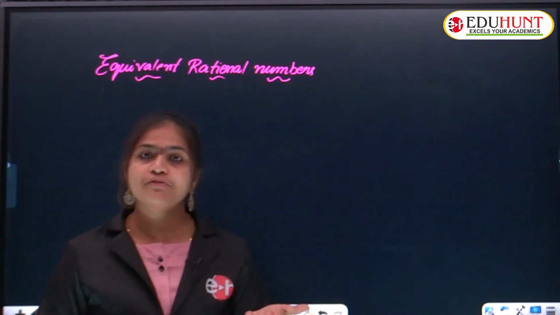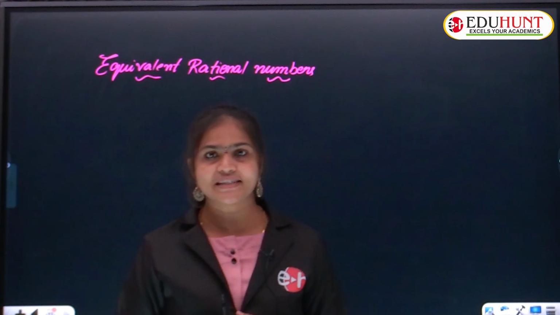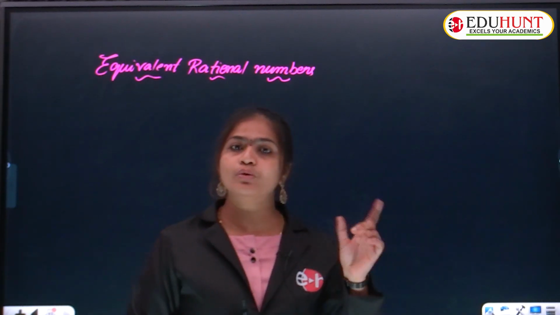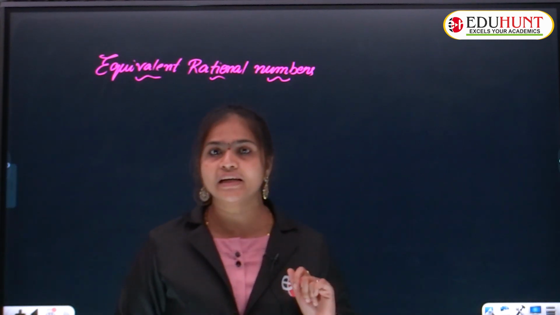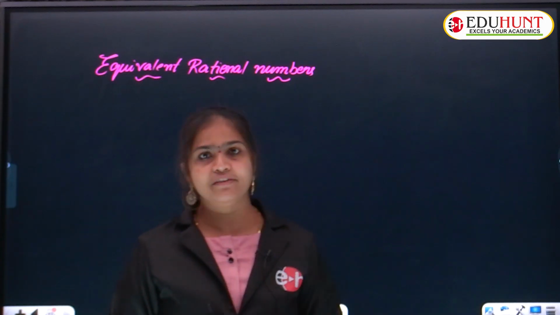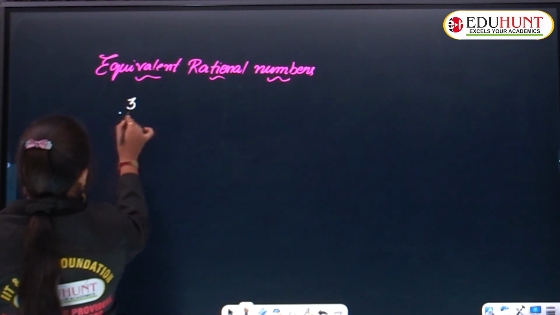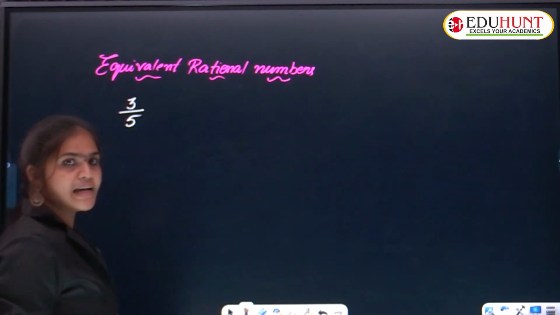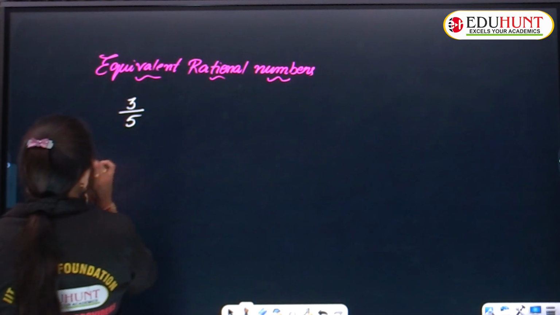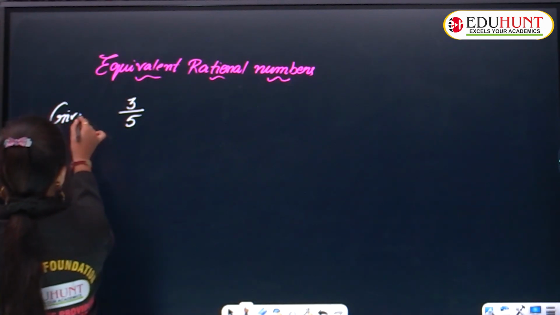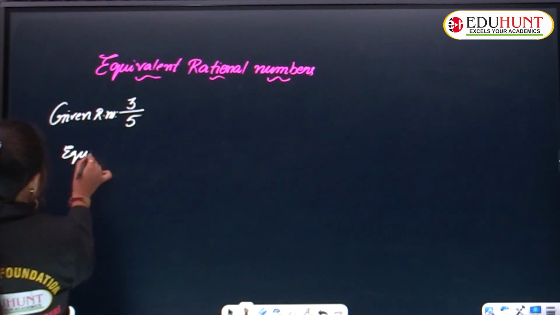And in the same way, how can we find equivalent fractions? By multiplication or by division. Understood? In both conditions, we should multiply or divide the numerator and the denominator by the same number. Understood? See, for example, 3/5 is there. 3/5 is the given rational number. Now here, equivalent rational numbers.